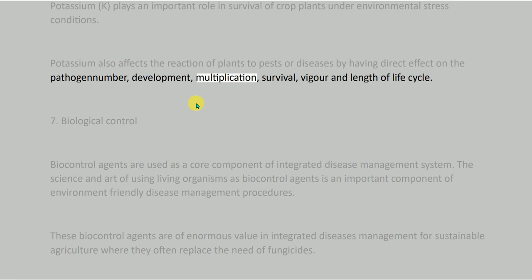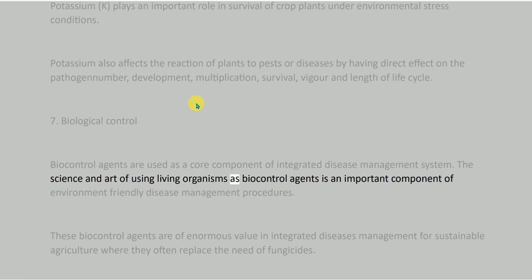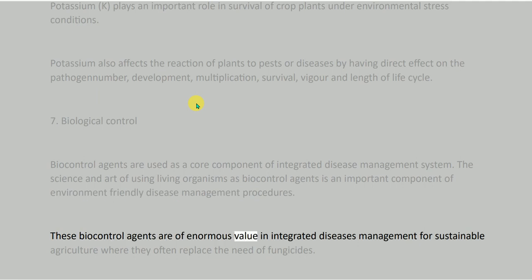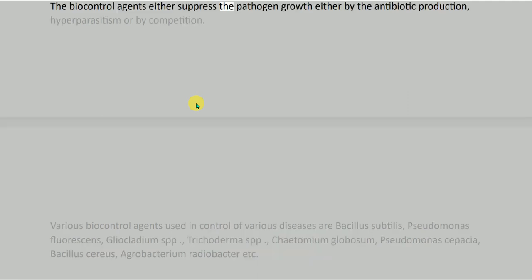7. Biological control. Biocontrol agents are used as a core component of integrated disease management system. The science and art of using living organisms as biocontrol agents is an important component of environment-friendly disease management procedures. These biocontrol agents are of enormous value in integrated disease management for sustainable agriculture, where they often replace the need of fungicides. The biocontrol agents suppress the pathogen growth either by antibiotic production, hyperparasitism or by competition.